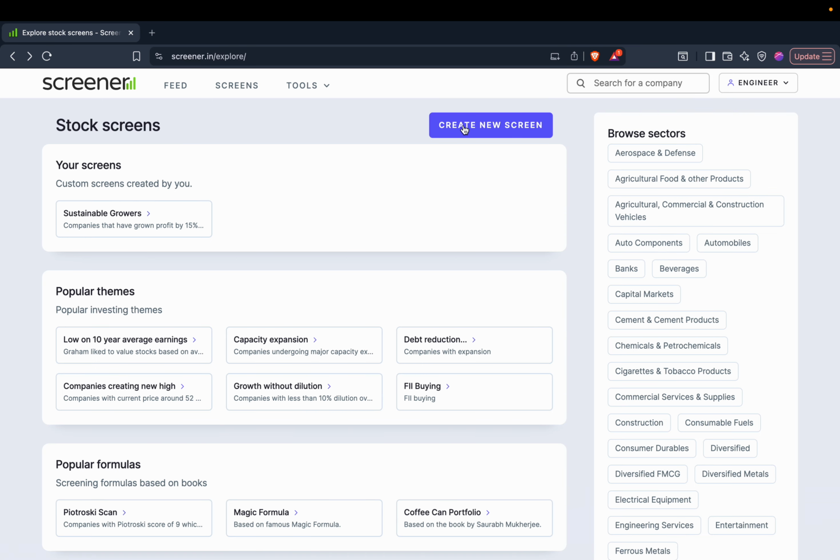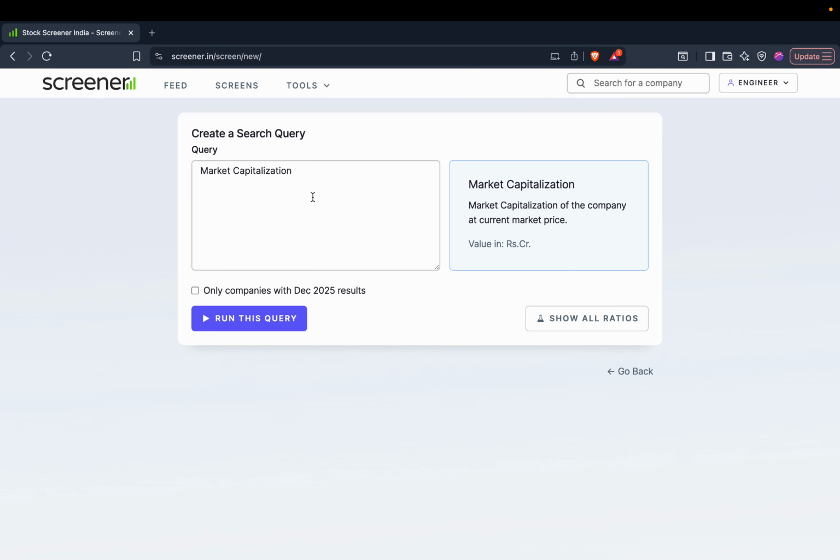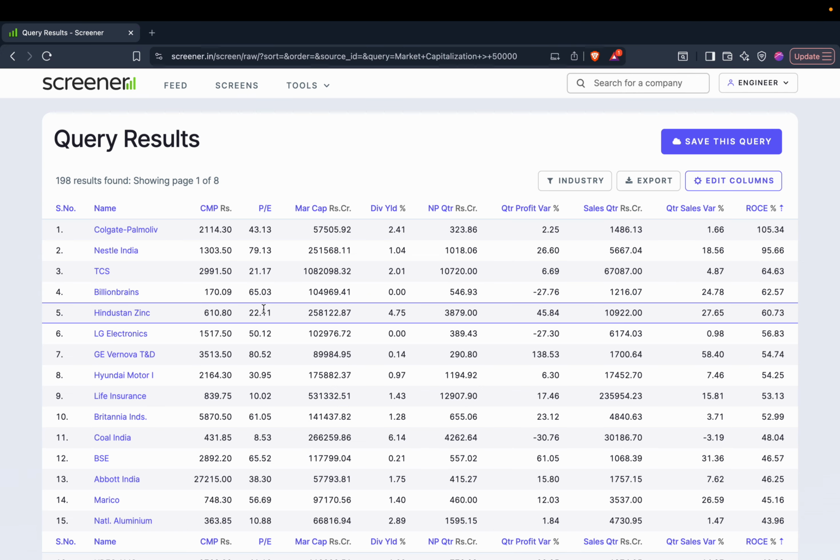If you want to create a new screen, it could be something as simple as market capitalization should be greater than 50,000 crores. You'll see the definition here: market capitalization of the company at current market price. So I have put that market capitalization should be greater than 50,000. When I run this query, I get 198 results.